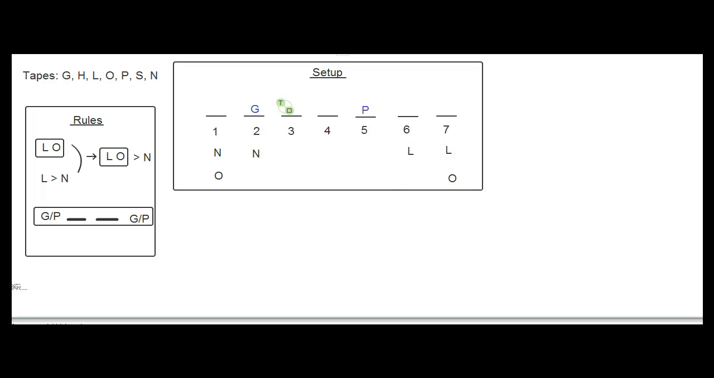So where's the L going to be? If the P is in 5th, well, the L is going to be in 3 and the O is going to be in 4. So the answer for this question is that L is going to be 3rd. The answer is C. All right.